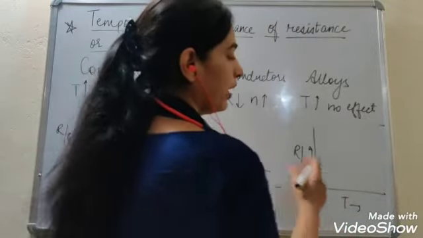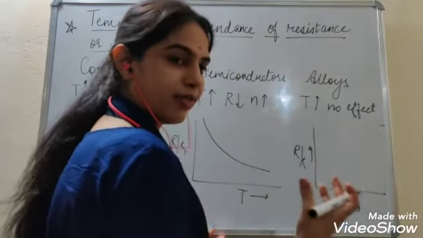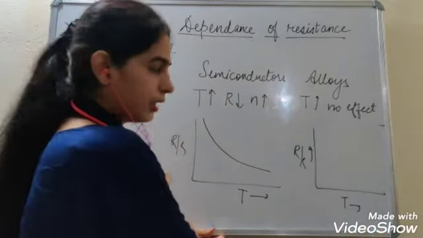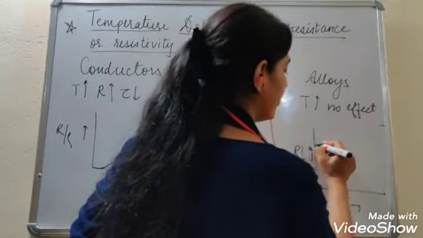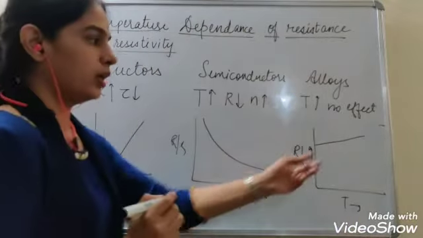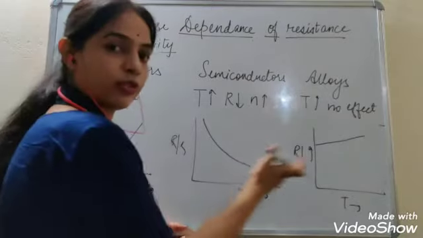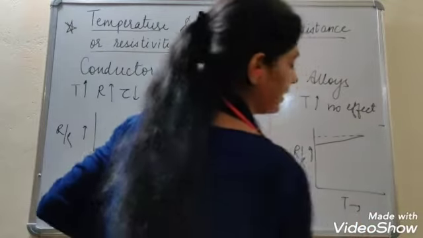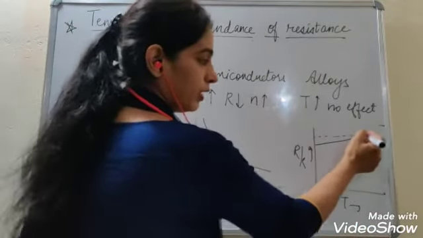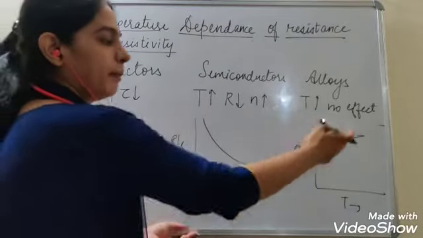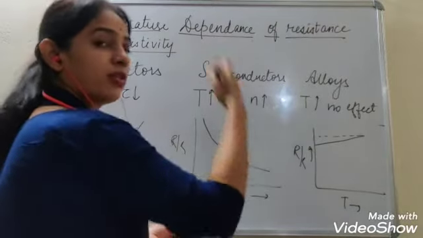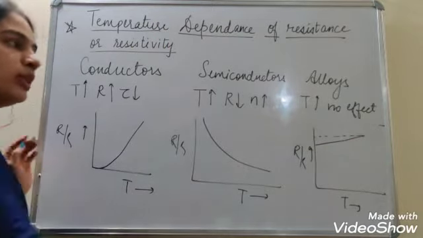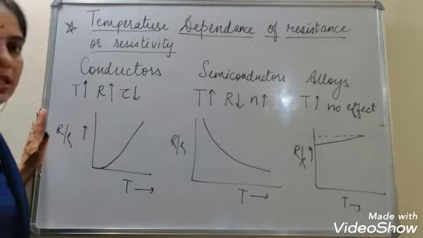And for alloys, the relation is no effect. Initially there is a very slight increase in resistance with increase in temperature like conductors, but it's a very slight increase. So it's kind of flat, kind of constant only. There's a very slight increase in resistance for increase in temperature, but it is considered only at very high temperatures. Otherwise, it is kind of constant only. So these graphs are important. They can be asked in objectives.